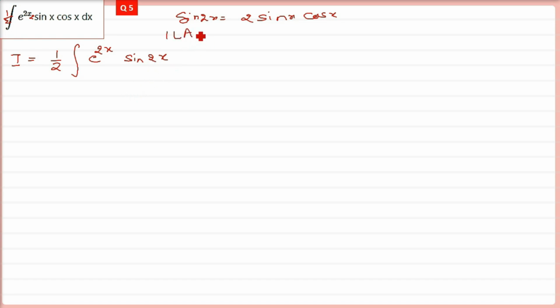Now we'll apply ILATE. ILATE is what? Inverse, log, algebra, trigonometry and exponential. So trigonometry will be taken first because it comes first in ILATE.